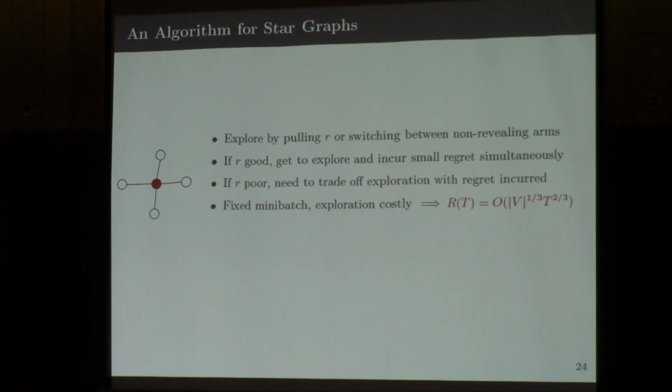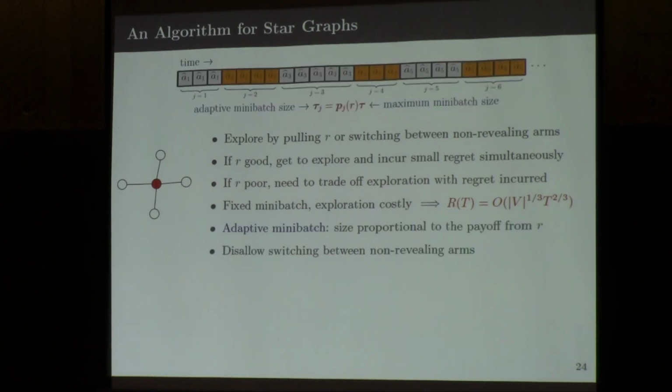What we can show at first is that if there's a fixed mini-batch like we did for the problem earlier, then the exploration is costly. All we can show is the regret bound has a 1/3 dependence on V.